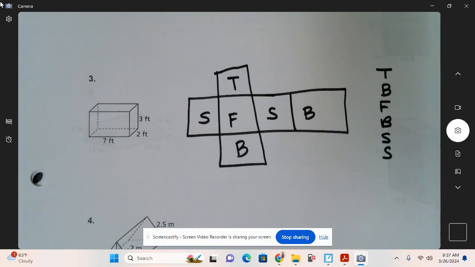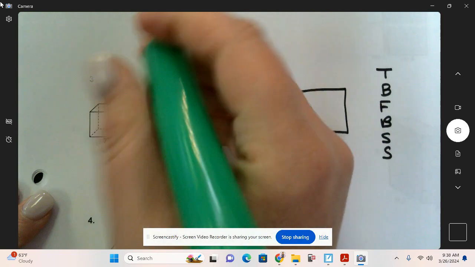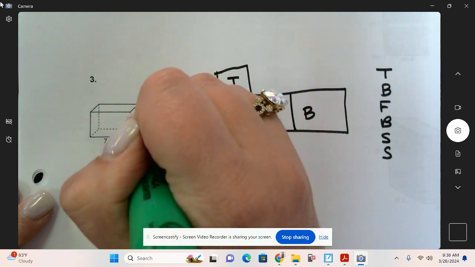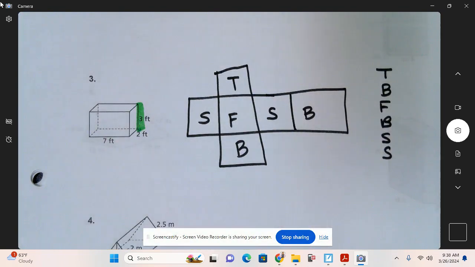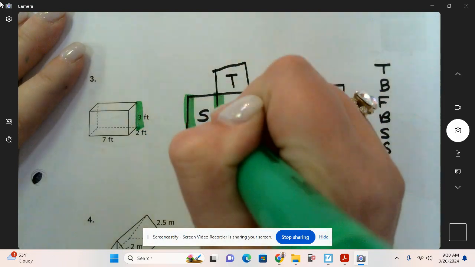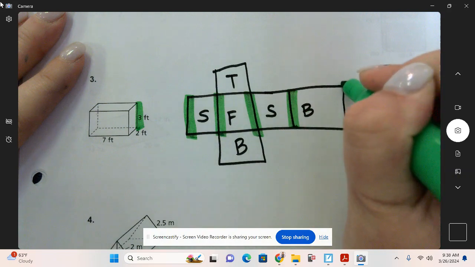All right, I'm going to highlight all the ones that run up and down. So in my rectangular prism, the one that runs up and down is how long? 3. So all of the ones that run up and down are going to be 3 as well.